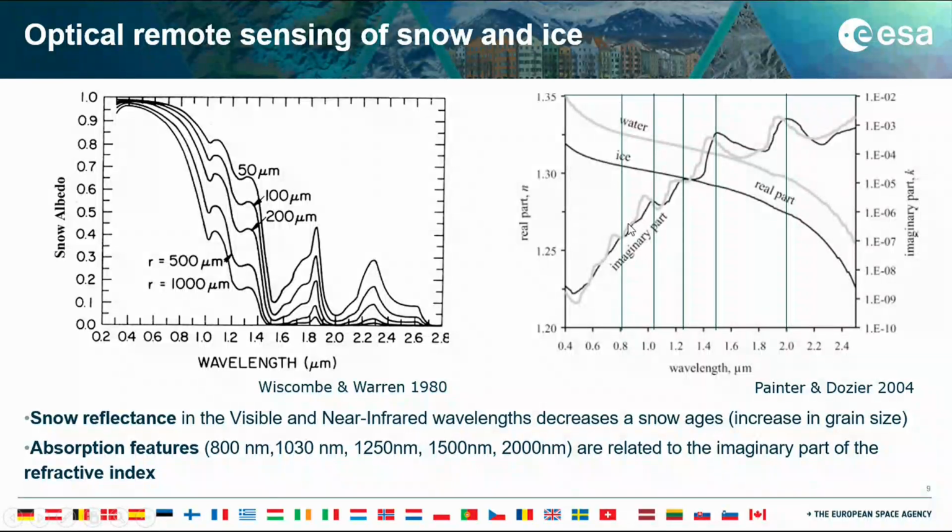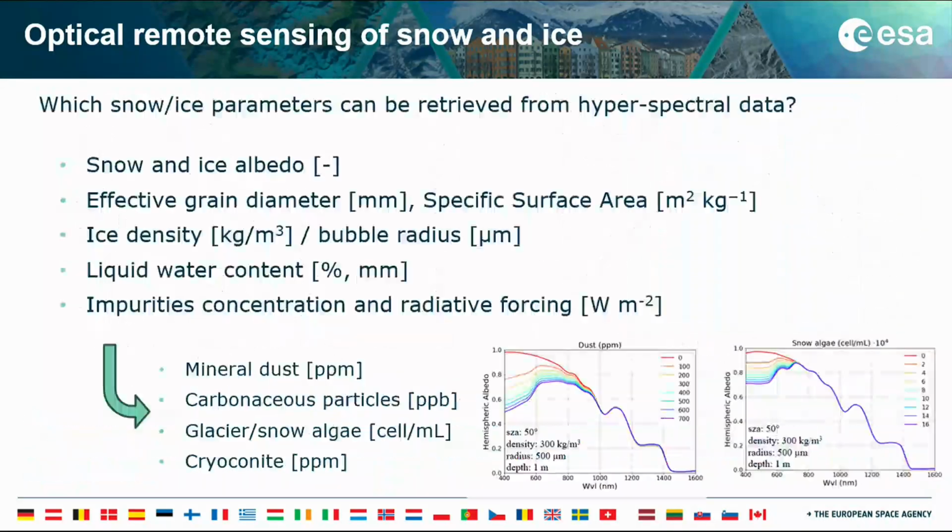You see that there are some, I call them absorption features, where we have bumps in the imaginary part. And we will see again that, for example, this one is the 1030 nanometers absorption feature, and it is the most commonly used for deriving grain size from hyperspectral data.